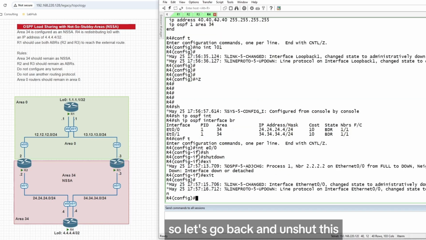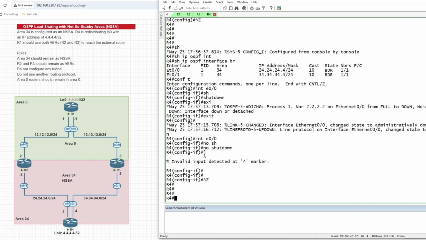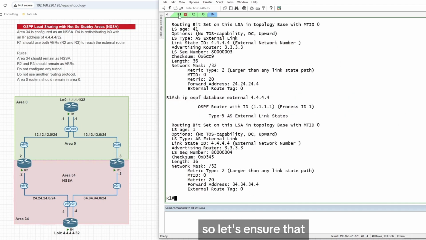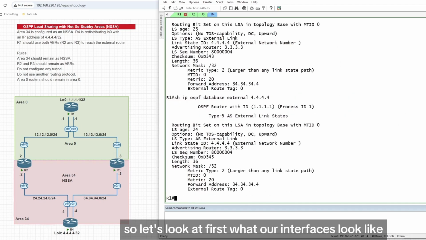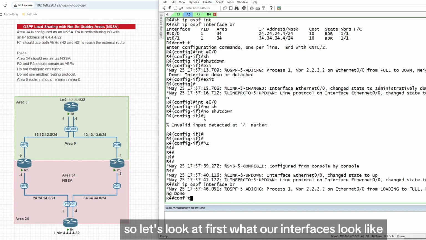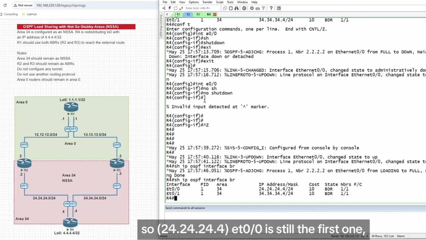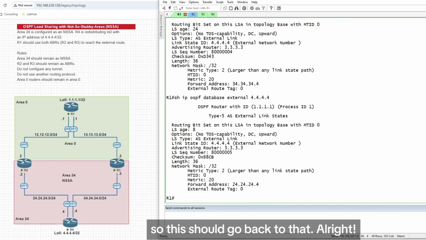So let's go back and unshut this. So let's ensure that. So let's look at first what our interfaces look like. Ethernet 0/0 is still the first one, so this should go back to that.